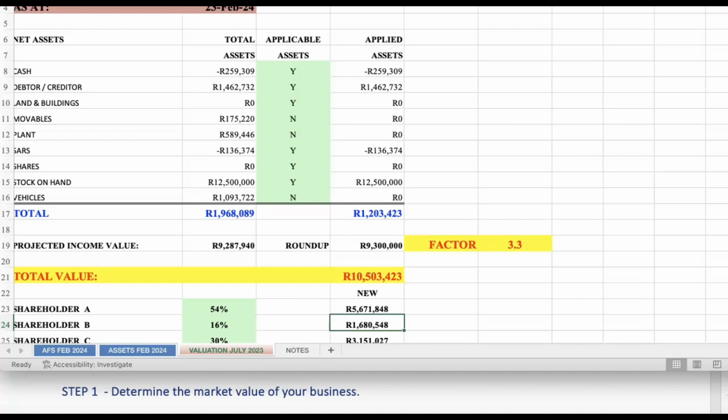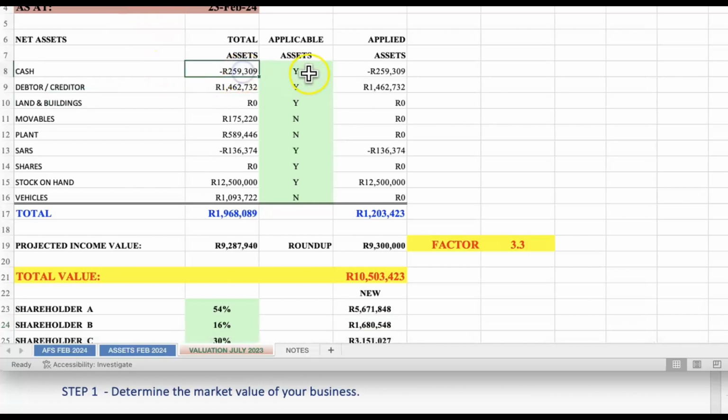Okay? So here's a little example. This company had, at time of valuation, certain cash in bank, debtors and creditors, which you've got to take into account. There was no land. Movables, we do not take into account. Plant, we do not take into account. And vehicles, we do not take into account. We take into account the stock on hand, and the debtors, creditors, and cash. And that's it. That's all that we actually take into account. So although total assets were 1.9, all we're doing is taking 1.2 into account.